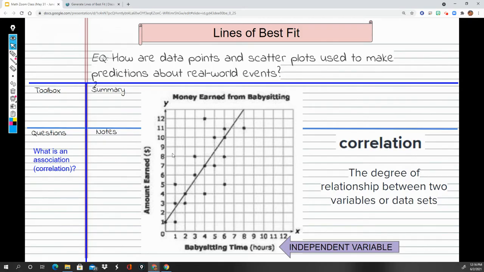That is what it is. How much I get paid, though, depends on how many hours I decide to babysit, which is why the amount earned is the dependent. It depends. How much I earn depends on how many hours I babysit. And so if we look at this overall trend, you can see that the more time I spend babysitting, the more money I make. Although I got to tell you, these rates are not that great.